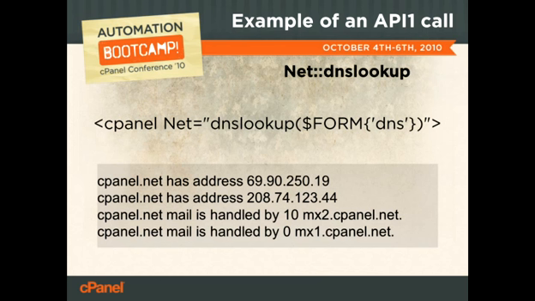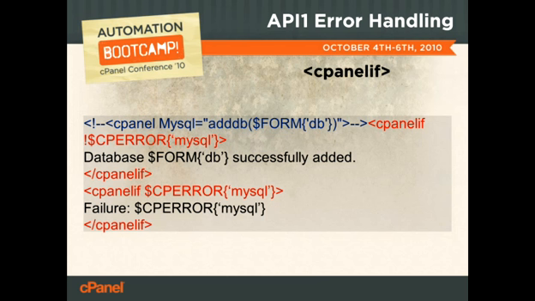At the bottom, here's the output from API 1. As you can see, it's a very straightforward string. Now let's take another look at an API 1 call. This is MySQL add-DB, but this time, rather than just showing you a basic example of how the syntax looks, we're going to look at how it would actually be used inside a page.